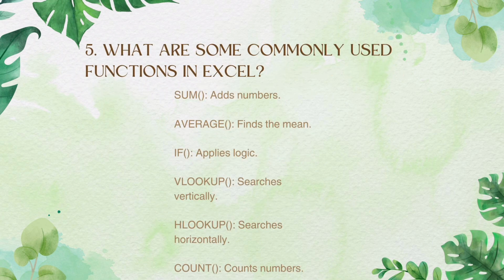Fifth question, what are some commonly used functions in Excel? Functions include SUM, AVERAGE, IF, VLOOKUP, HLOOKUP, and COUNT. As the name suggests, SUM helps us add numbers. AVERAGE helps us find the average of the sales. IF helps when we have a condition, true or false, like if the mark is 80 and above, the condition is true. VLOOKUP helps us search vertically, and HLOOKUP searches horizontally. COUNT helps us find the total count of numbers or percentages or anything else you want.